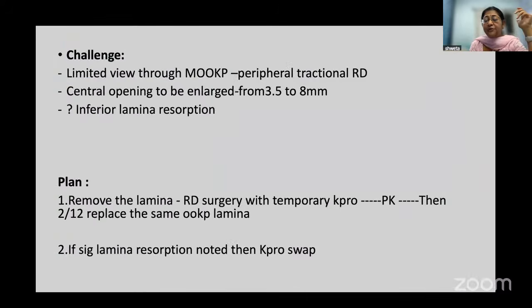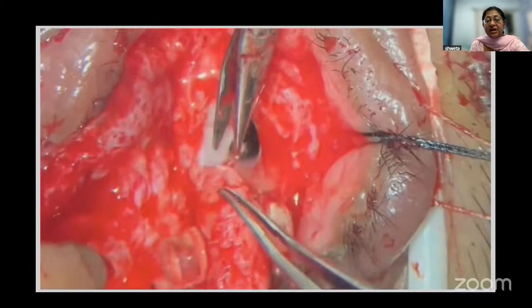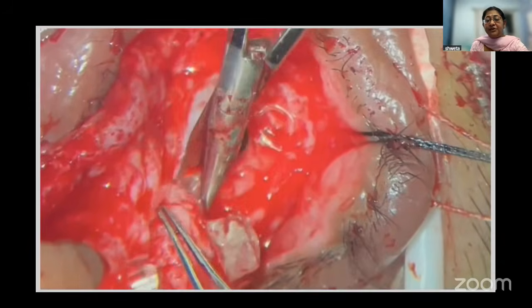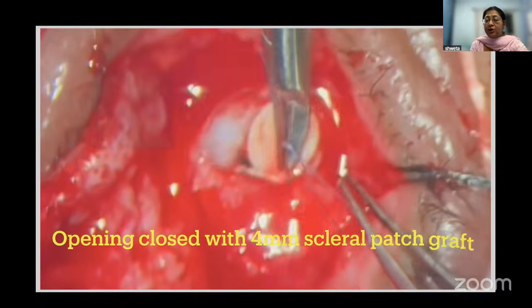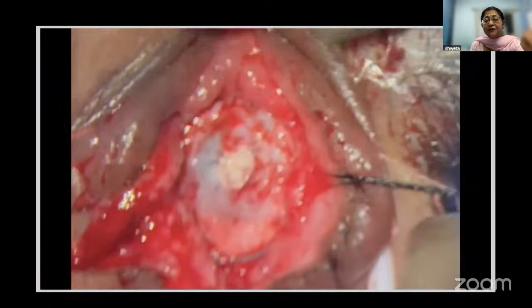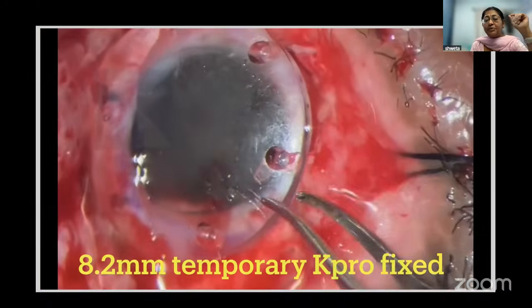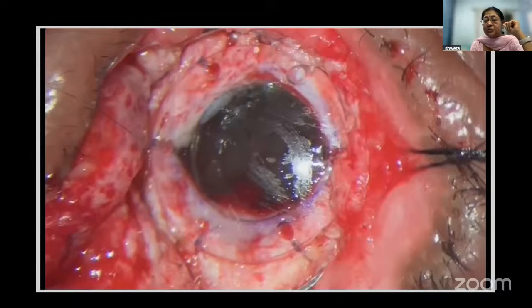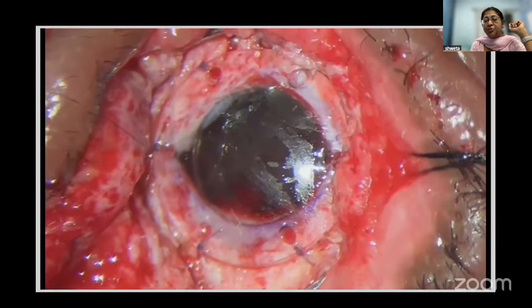Now we went ahead, we were going to remove the lamina, do the RD surgery, which was going to require a temporary keratoprosthesis. Based on the status of the lamina intra-op, we decided whether we would go ahead with a K-Pro swap or put the same lamina back. So this is how he was intra-op. When we removed the lamina, we closed the opening with a 4 millimeter scleral graft. And you see there was a significant lamina resorption, though the optic-haptic junction was maintained. So we placed a temporary keratoprosthesis of 8.2.